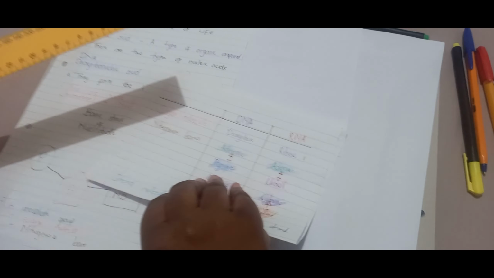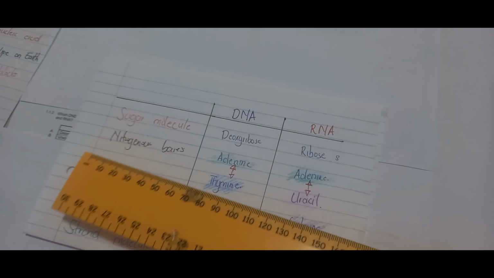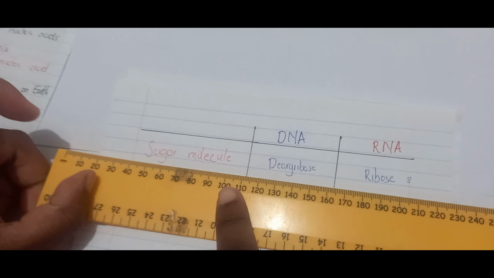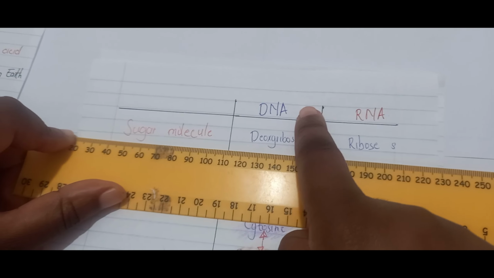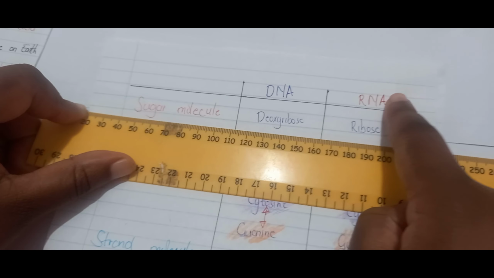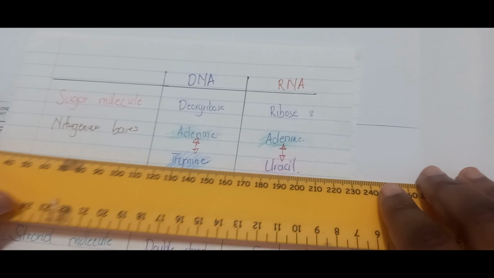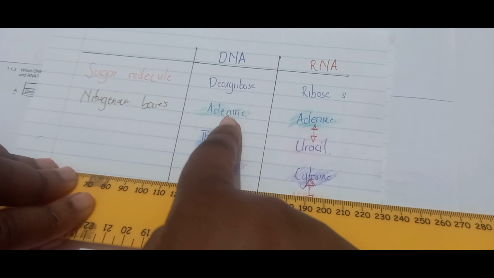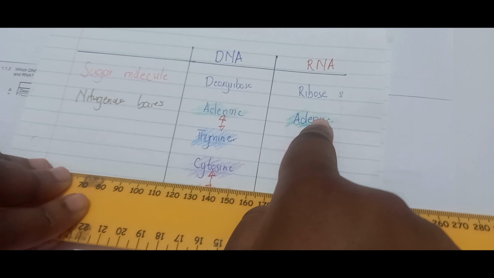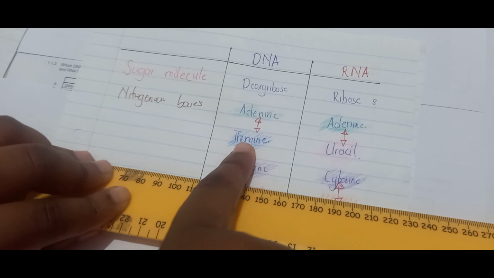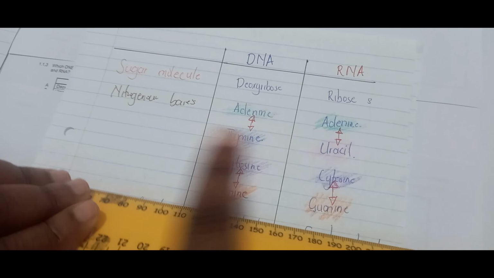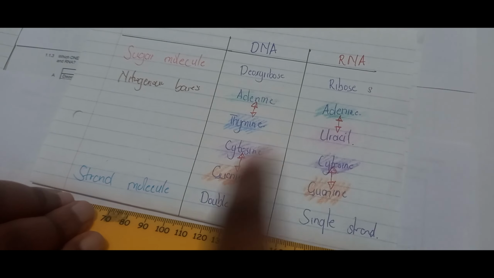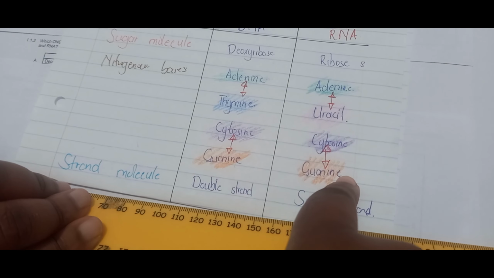Okay, and then when you do the differences of the two, DNA and RNA, the first one is that their sugar molecule is different because DNA has deoxyribose, RNA has a ribose. Their nitrogenous bases are different, just one. The first one is adenine, that one is the same, A, A. The second one, DNA has thymine and RNA has uracil. The third one is the same, cytosine, C, C, and then guanine, G, G.